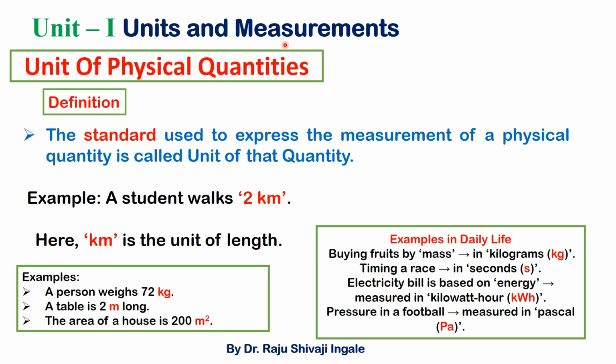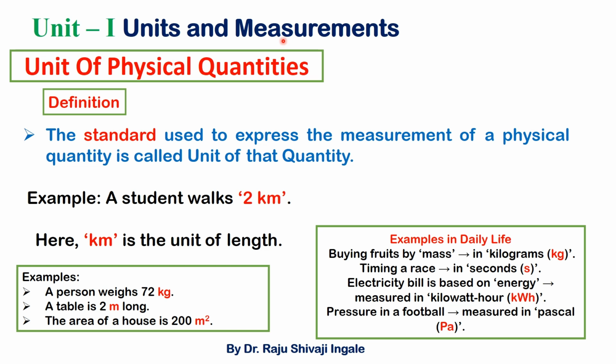Now what are you doing here? You are just comparing the unknown length of the pencil with a known scale. So actually we are comparing an unknown quantity with a known quantity. Known means what? It's a standard quantity. So measurement helps us to know how much of the physical quantity is present.